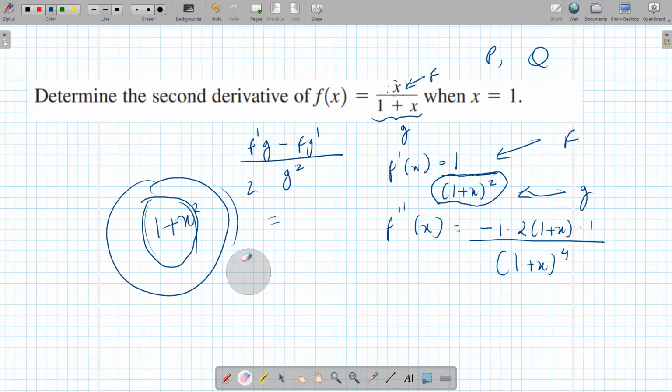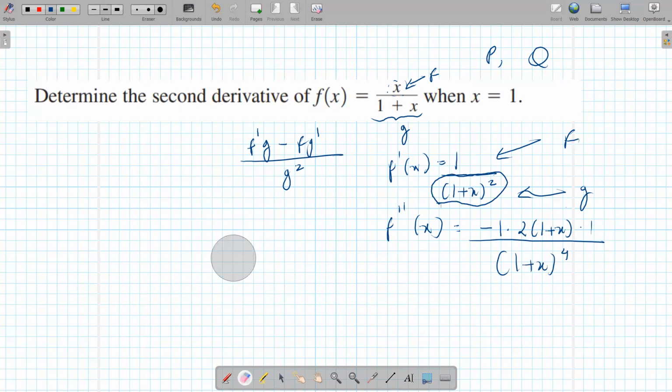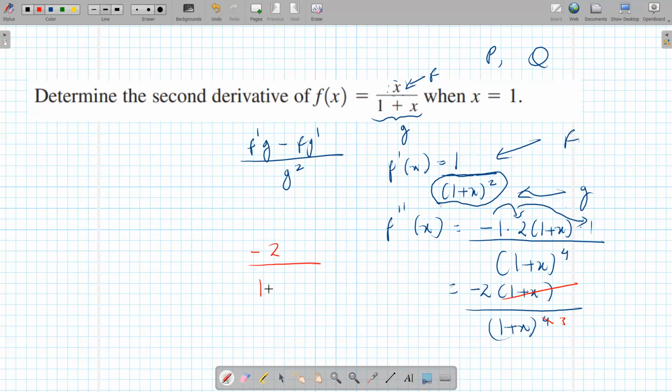Okay. Anything squared, double squared, you just multiply the exponents. And we're basically done. We can clean this up. -1 times 2 times 1 is just -2. Then we have 1 plus x here, and then we have 1 plus x to the power of 4. Can I cancel out this 1 plus x with one of the 1 plus x's in the bottom? Yes, you can. So this is going to be your final answer, -2 over 1 plus x cubed. And that is your second derivative.